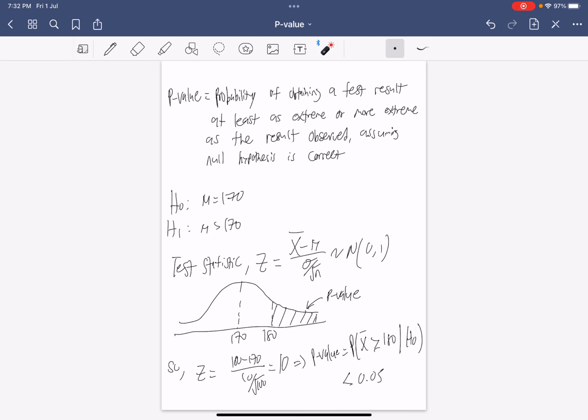The definition of a p-value for a null hypothesis test, quoted from Wikipedia, is the probability of obtaining a test result at least as extreme or more extreme as the result that is actually observed, assuming that the null hypothesis is correct. To not complicate matters, we shall use a simple example to show how the p-value is defined and how we're going to calculate it.